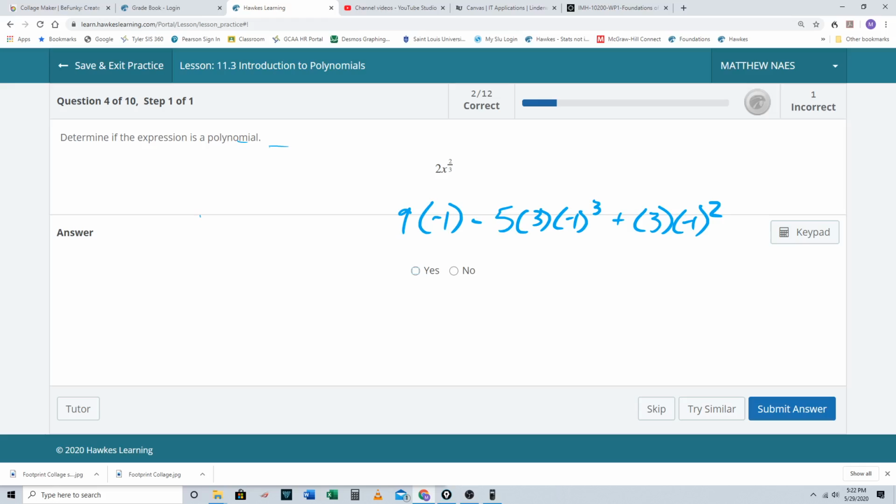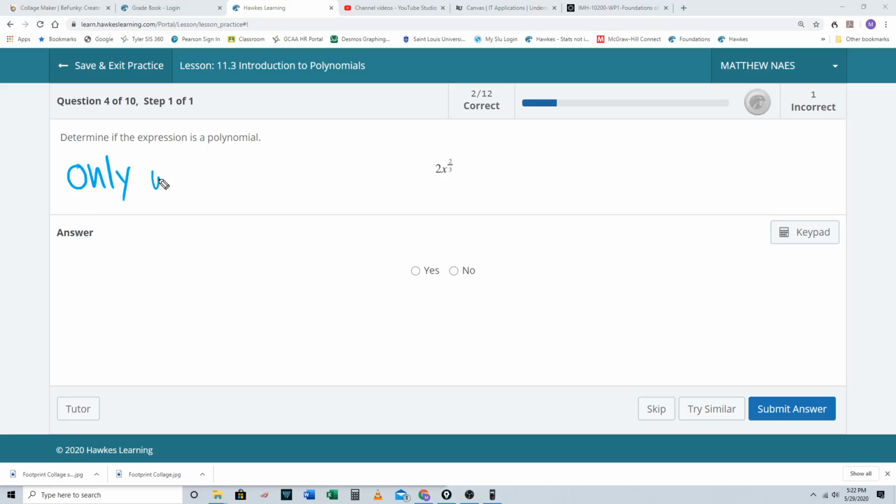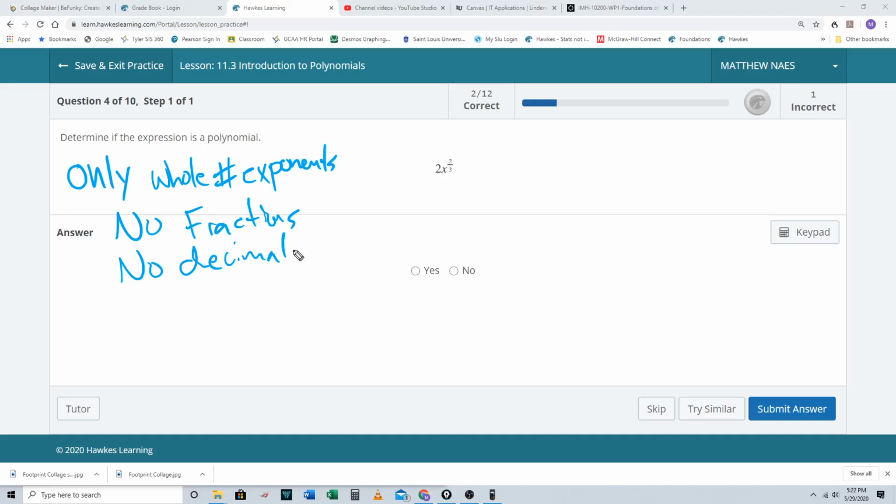Right. Now, the next set of questions you're going to get is: is this expression a polynomial? Here's the rule. Only whole number exponents. No fractions. No decimals. No negatives. That's it. You can only have exponents that are 1, 2, 3, 4, and on and on. Whole numbers only, like counting numbers.